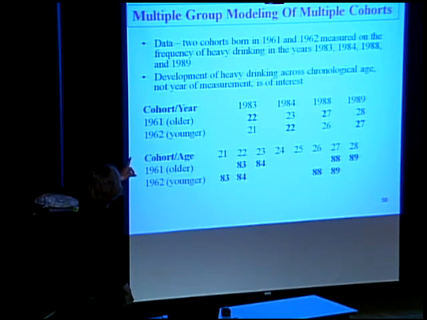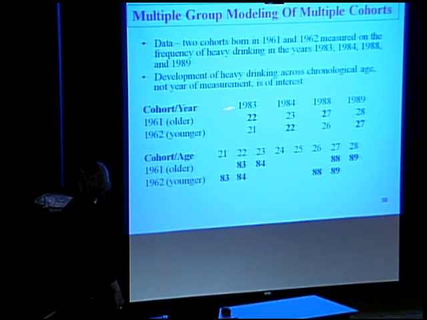So anyway, we're going to look at 2 cohorts, 1961 and 1962. They measured the frequency of heavy drinking in the years 83, 84, 88, and 89. So the measurement occasions are 83, 84, 88, and 89. But what we're really interested in is how the development of heavy drinking goes across chronological age. So here's what the data look like.